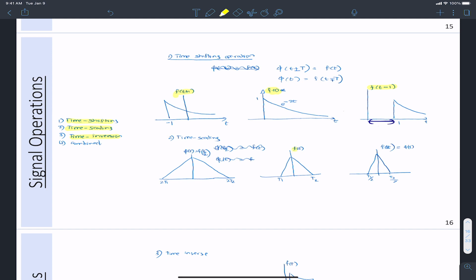Time scaling, once again. If this is the f(t) signal that spans from time t1 to t2, then f(2t) means the x-axis shrinks, but the important thing is the y-axis is not going to shrink. It's going to be whatever value we had. Let's say it is 1, that's going to be the same. And then f(t by 2), here it will just expand on the x-axis. So that's the time scaling property of a signal.